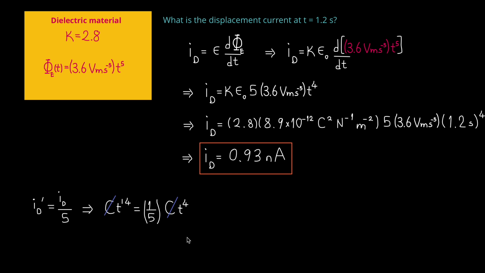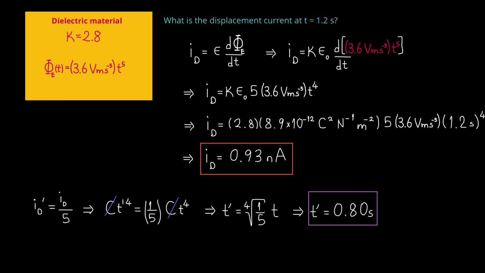Let's isolate t prime. Let's take the fourth root of both sides. Here's the result of our numerical calculation. T prime is equal to the fourth root of 1/5 times t. And when we plug in the value 1.2 seconds for t, we get t prime equals 0.80 seconds. As expected, t prime is smaller than t. The value of the displacement current was 1/5 of 0.93 nanoamps at some earlier time, and that time was equal to 0.80 seconds.